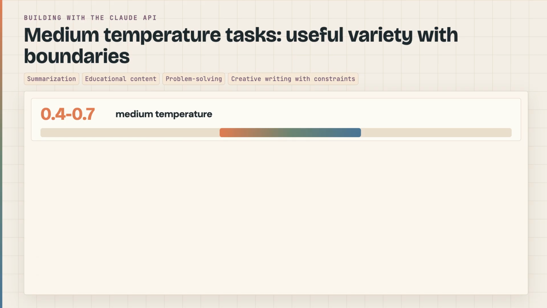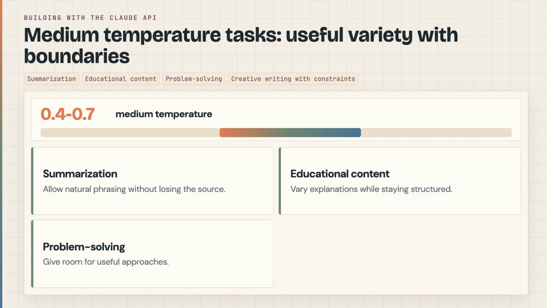Medium temperature is a good default when you want useful variation but still need structure. Summarization, educational content, problem solving, and creative writing with constraints often fit here. You get a little more flexibility in wording and approach without turning every answer into a high-variance brainstorm.